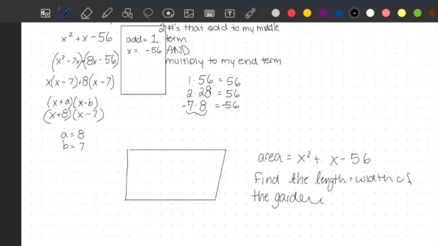So you would be able to then solve for the length and the width. The length would be one of these, the width would be the other. You don't necessarily know which one's which unless it's very clear that one is longer than the other. Any questions about that?